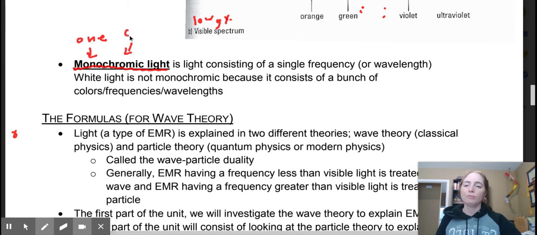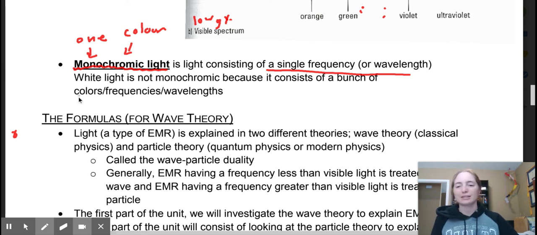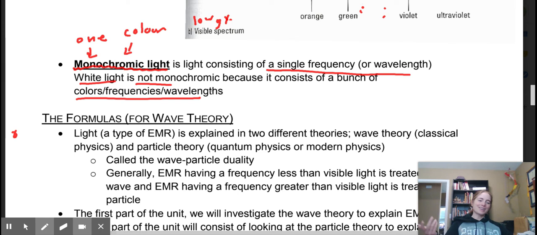Chrome is color. Okay. So this is light that consists of just a single frequency or wavelength, so one color. Okay. So that'd be red light or blue light or what have you. Now, white light is not monochromatic. It consists of a whole bunch of colors, frequencies, and wavelengths. That's actually how we detect color. Most light sources that we see is white light.